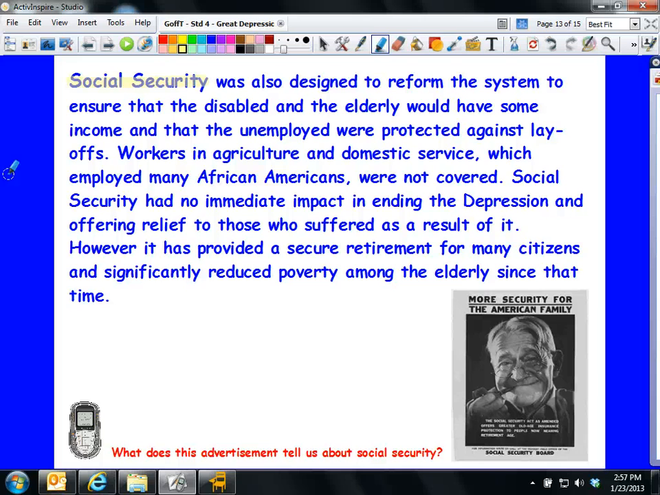However, if you were an African American working as a farmer, you were not eligible for Social Security. So kind of once again in history, for African Americans, they faced a challenge in this, and that if they were working a domestic or an agriculture-based job, then they wouldn't be covered by Social Security. It didn't have an immediate impact. It didn't help immediately, but did help over the long term. So it wasn't necessarily something that provided relief immediately, but it did help over time.